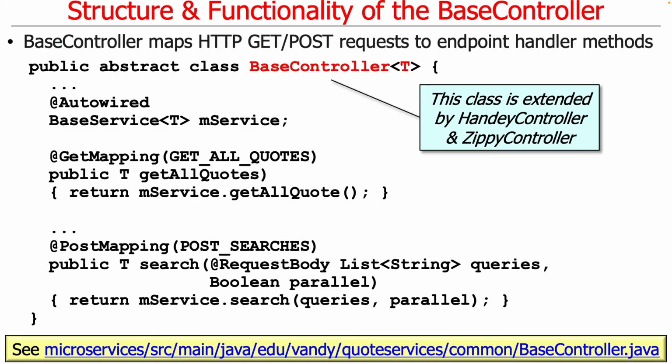Let's do something similar for the BaseController. Remember, there are going to be some endpoints, GET and POST endpoints, that are defined here. And we're going to factor them up into a superclass we call the BaseController. This class will also then be extended by the HandyController or the ZippyController. Let's take a look and see what we do here, and you can find the code down here at this link.